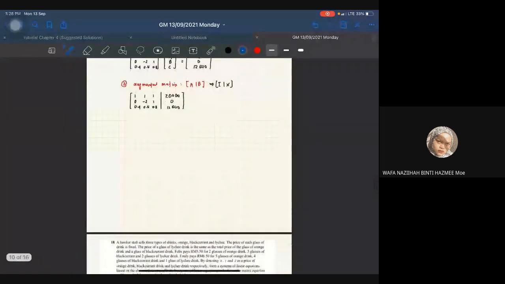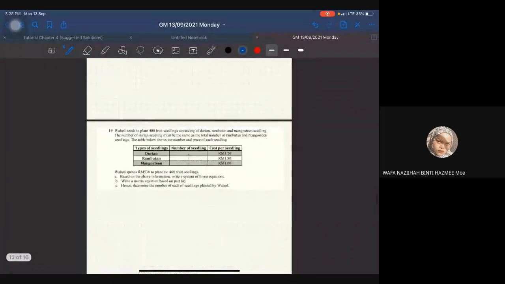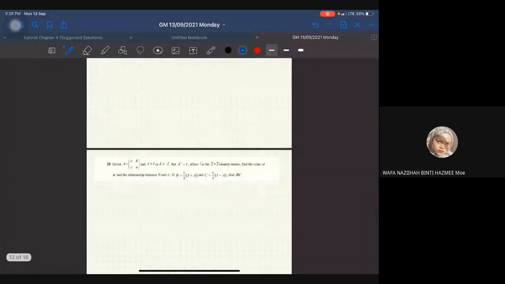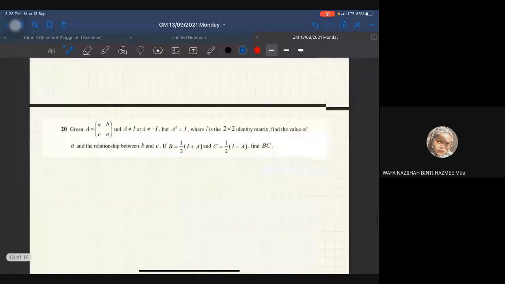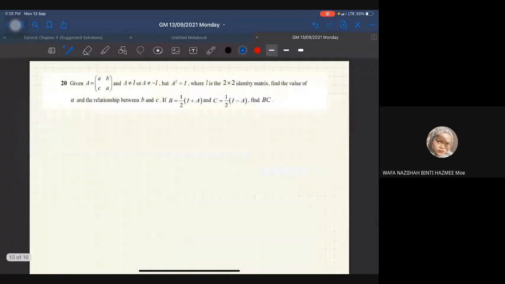Alright, so this is question 17. Okay, so kita lompat terus pergi soalan 20 tadi kan, Eddie cakap. Okay, so soalan 20, saya sebenarnya tak buat lagi tau soalan ni. So kita buat sama-sama tau.